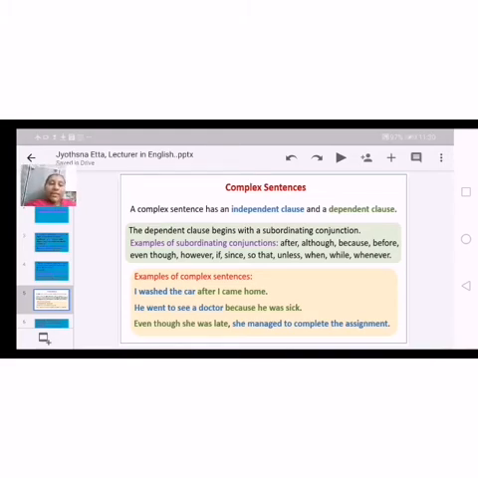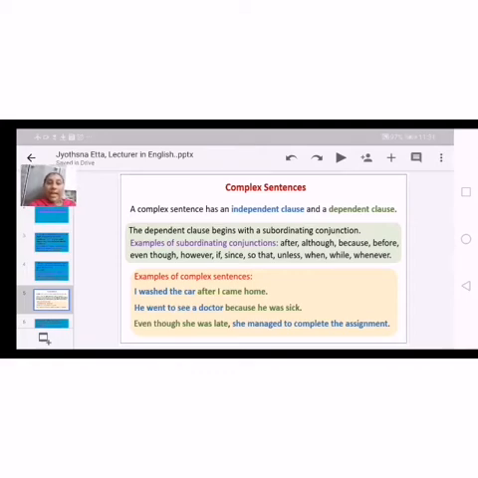And here are some example sentences also. For example, I washed the car after I came home. So here, I washed the car is an independent statement, a main clause. After I came home: "I came home" is a dependent sentence. So we used "after" before the statement. Then it becomes one clause, one complex sentence.